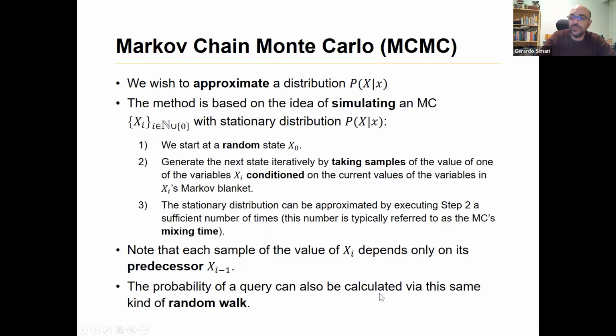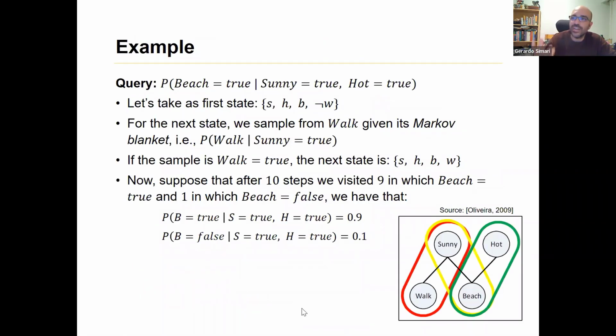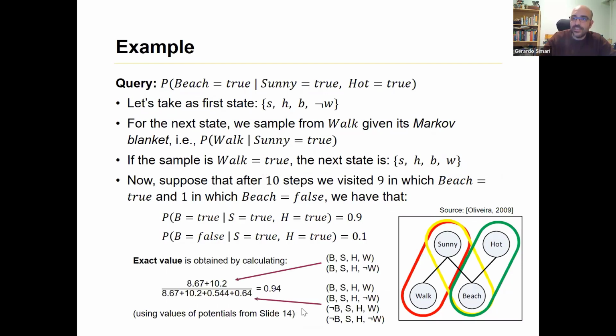The probability of a query can also be calculated with the same kind of random walk structure. I don't have time to go through all the details, but this is where you can see that you can start with a random assignment, like, okay, it's sunny, it's hot, we're going to the beach and not on a walk. And my query is, what's the probability of going to the beach given a sunny and hot day? It's probably pretty high.